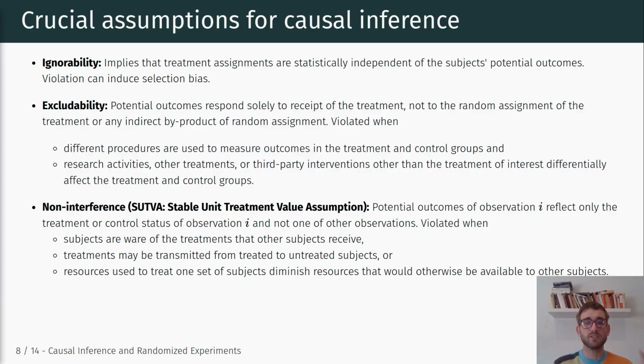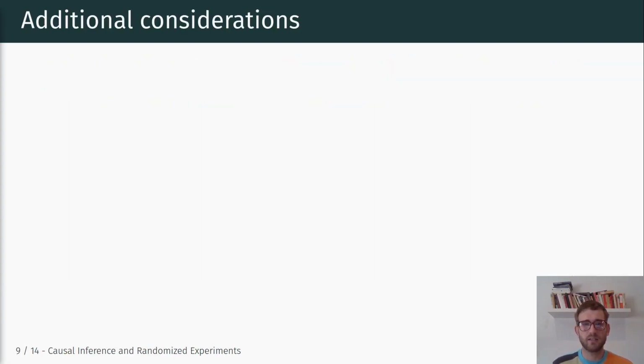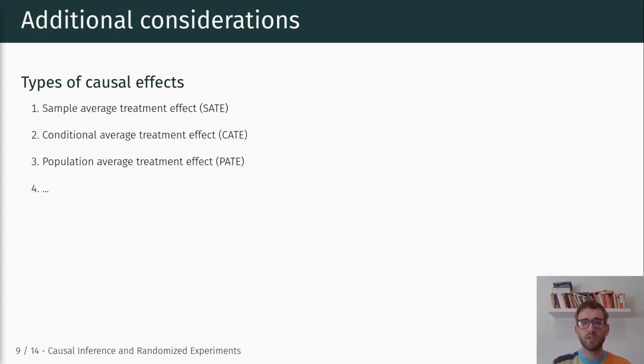All right. So those are crucial assumptions for causal inference that we should take into account, particularly when designing and analyzing experiments. But they also play a role, of course, in the context of causal inference with observational data. Okay. The last thing I want to mention: there are a couple of additional considerations to take into account when we talk about causal inference in experimental settings. One is that so far I just talked about basic average treatment effects or average causal effects.